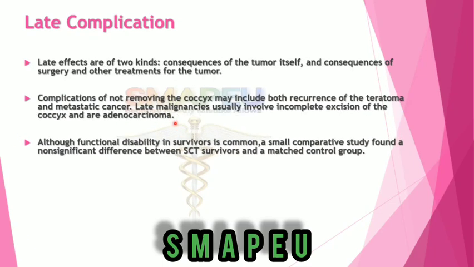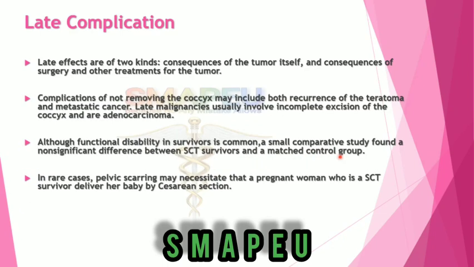Although functional disability in the survivors is common, a small comparative study found no significant difference between the sacrococcygeal teratoma survivors and a matched control group. In rare cases, pelvic scarring may necessitate that the pregnant woman who is a sacrococcygeal teratoma survivor deliver her baby by caesarean section.